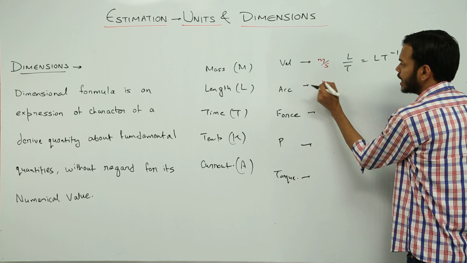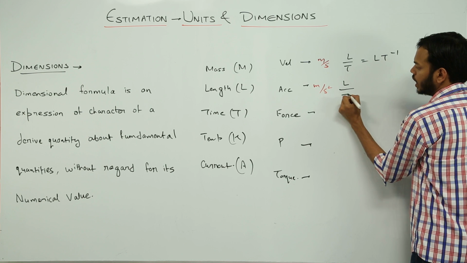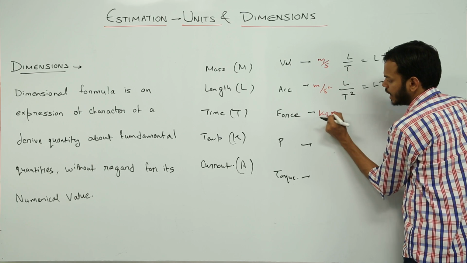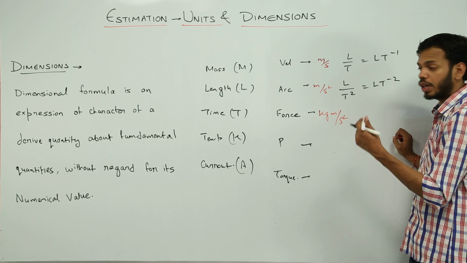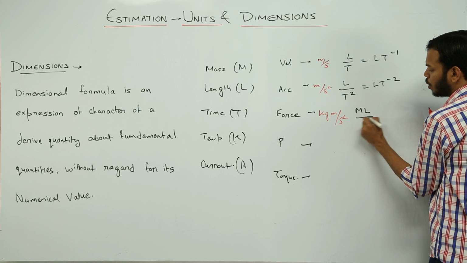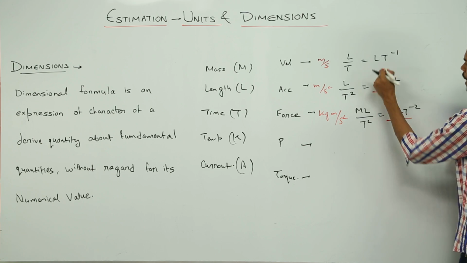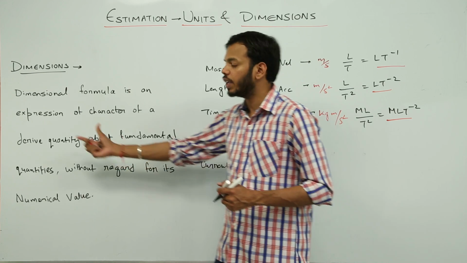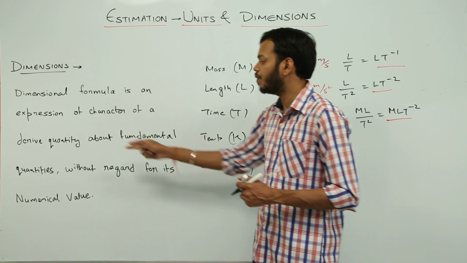What is the SI unit of acceleration? It is meter per second square. So the dependence is L over T squared, that is LT minus 2. Force is kg meter per second square. If I forget the SI unit, what should I do? I'll come to that point. So the dependence becomes mass, meter is length upon T square. So it becomes MLT minus 2. So these are the dimensional formulas. This is what a dimensional formula represents. It represents the character of the derived physical quantity about how it depends on fundamental quantities.